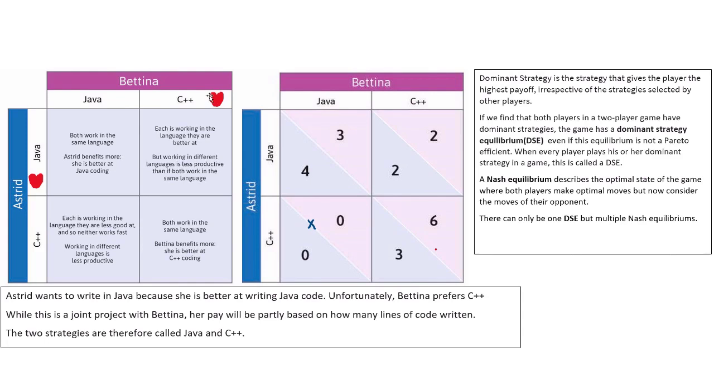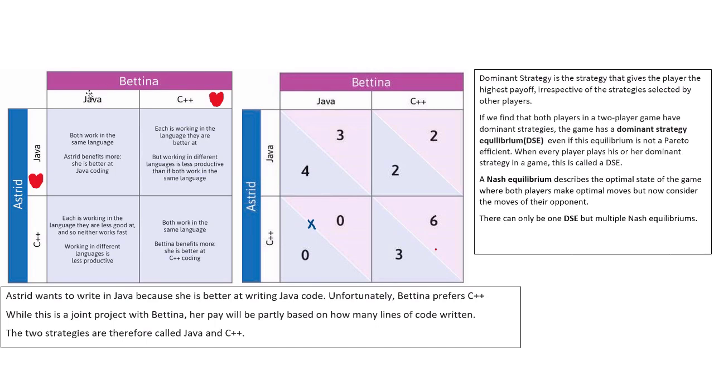Unfortunately, Bettina prefers C++. This is a joint project, okay? And they will be paid based on how many lines of code they have written, okay? This is just an example, okay? In real life, you can write very long code, but it doesn't mean you have written very well, okay? But let's just take this as an example, say they are paid based on the number of lines, okay? So the two strategies are therefore called Java and C++. This is the strategy name, okay? I'm going to walk through it with you. So if Astrid uses Java, right?